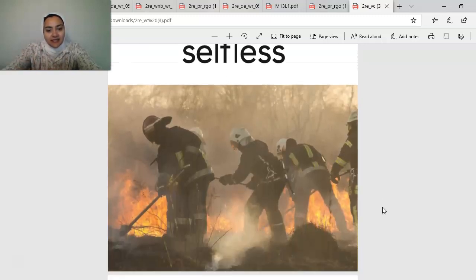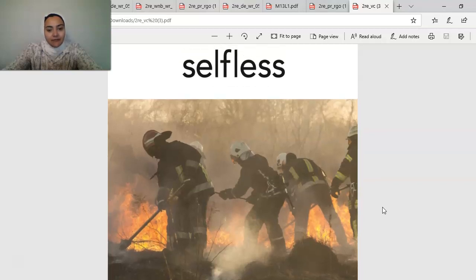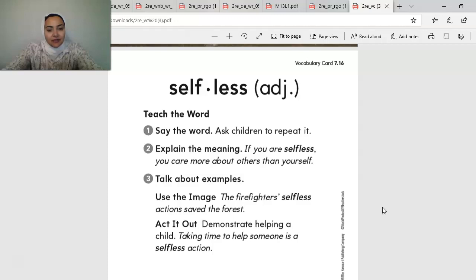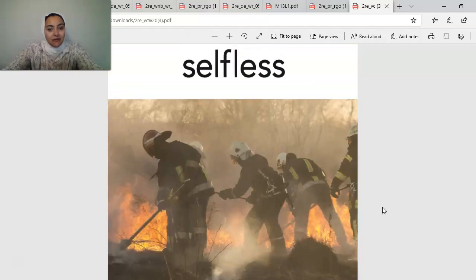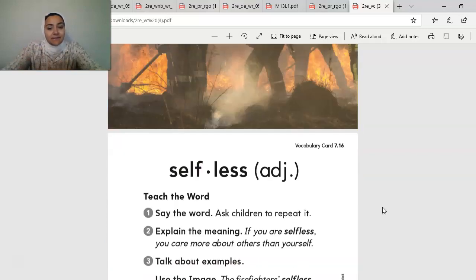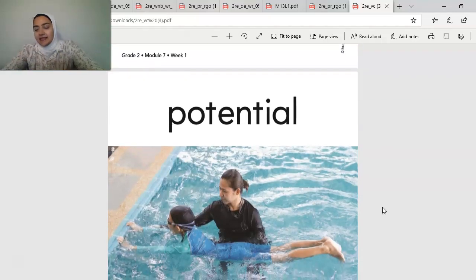All right, selfless. Here, these firefighters are very selfless in this picture. If you are selfless, you care more about others than you do yourself. That has the suffix less, which means not. So not caring so much about yourself, putting others in front of you. If someone says that you're selfless, that's a good thing. It's the opposite of selfish. If somebody says you're selfish, that means everything's about you, you, you, you. Selfless is the opposite. It's all about everybody else and then me. You're selfless.